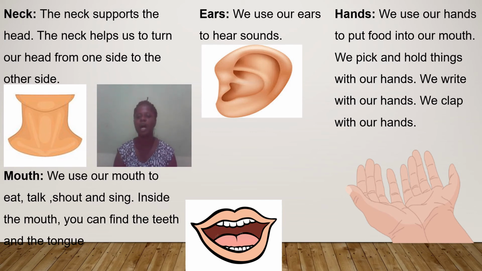Hands, we use our hands to put food in our mouth. We also use our hands to pick things. We use our hands to clap, and to write. Our mouth, we use our mouth to eat, to talk, to shout, and sing. Okay, and inside the mouth you can find the teeth and the tongue.